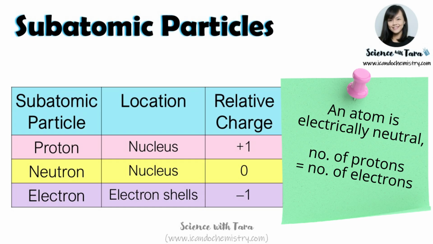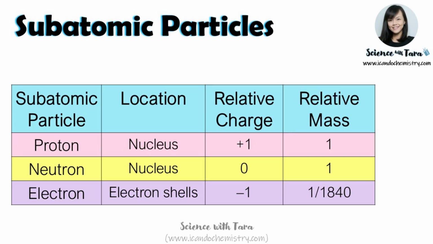Now, since an atom is electrically neutral, the number of protons must equal the number of electrons, so that the positive and negative charges will cancel each other out. Protons and neutrons have almost the same mass, while electrons are much lighter. The relative mass of a proton and a neutron is 1, while that of an electron is 1/1840, which, if you calculate, is very small and is negligible.